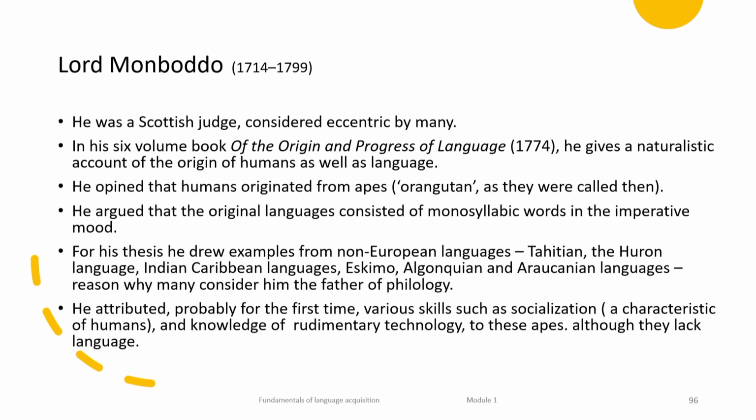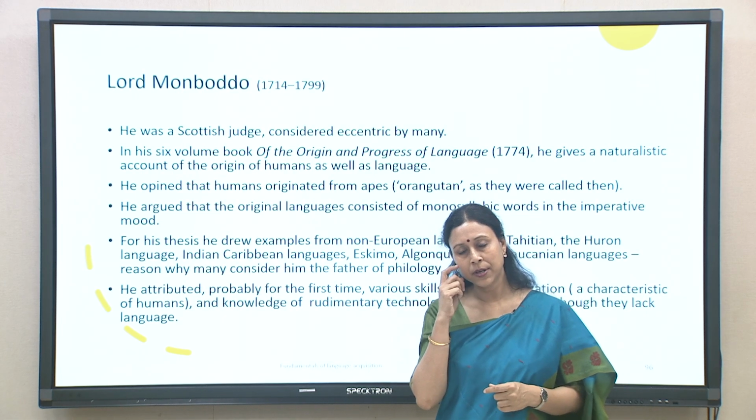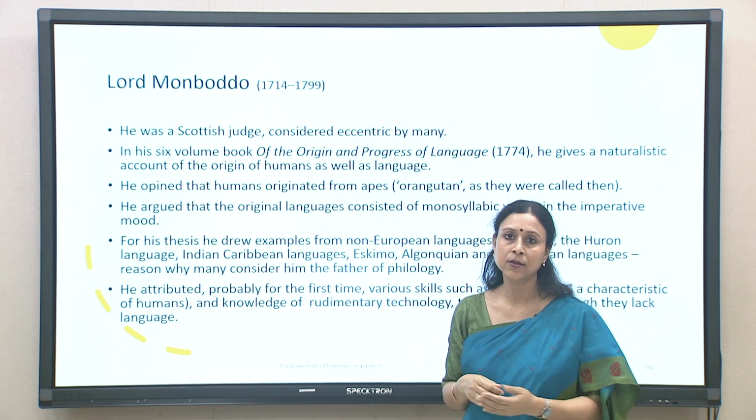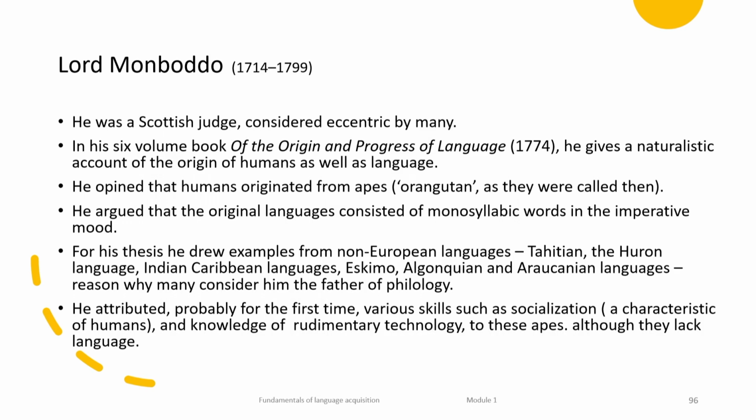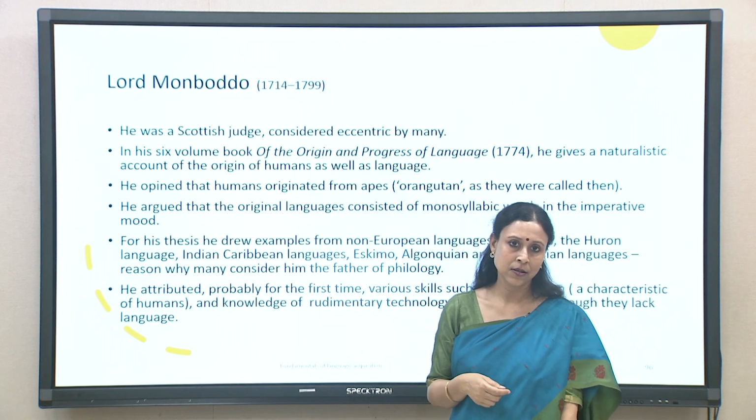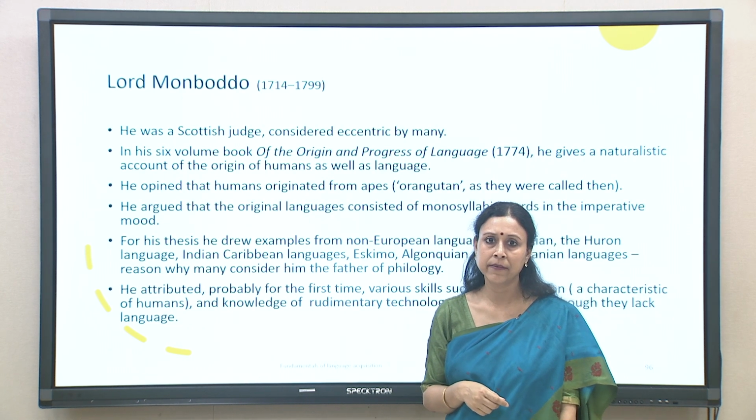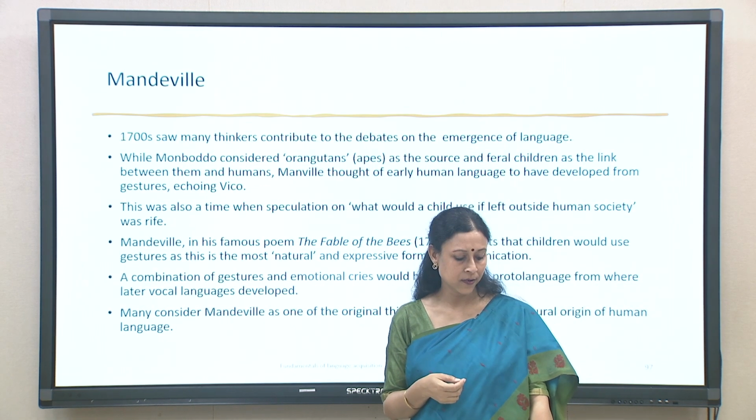For his thesis, he drew examples from a large number of non-European languages, and he actually gives a very interesting comparative study among all of these languages, because of which he is also considered the father of philology. And he attributed, probably for the first time, various skills such as socialization and knowledge of rudimentary technology to these apes, although they lacked language. This is also something that we today know. The roots of this were shown at that time, the 1700s, that the higher primates do have a lot of skills. Today of course, we take it for granted.